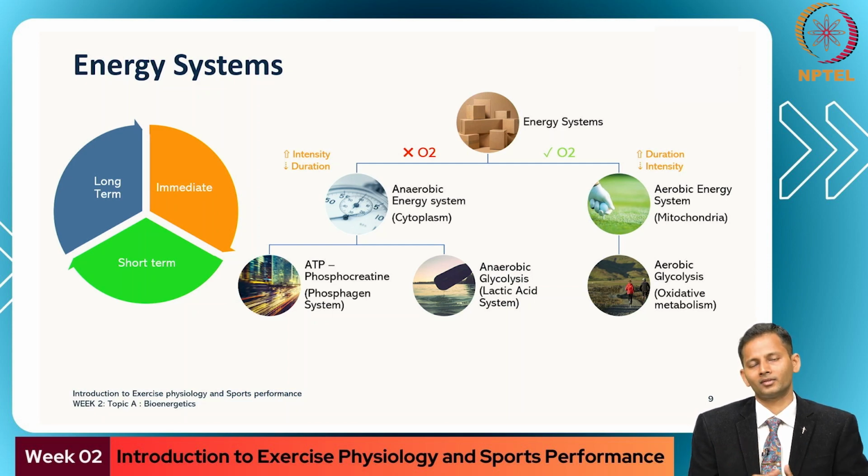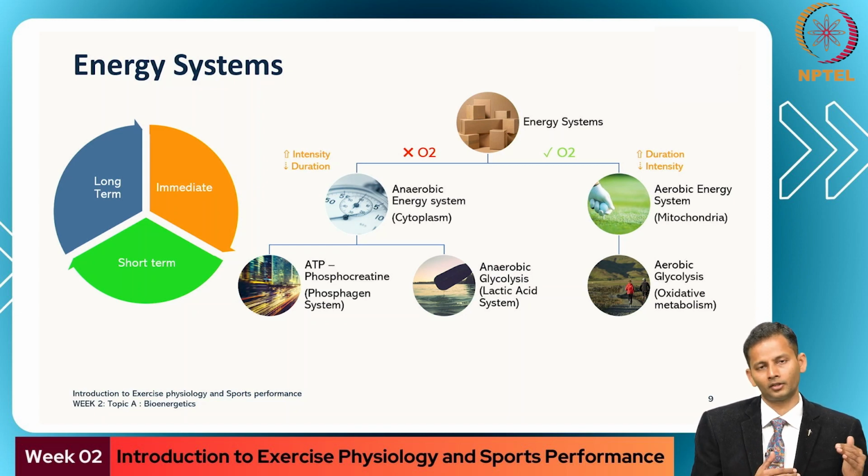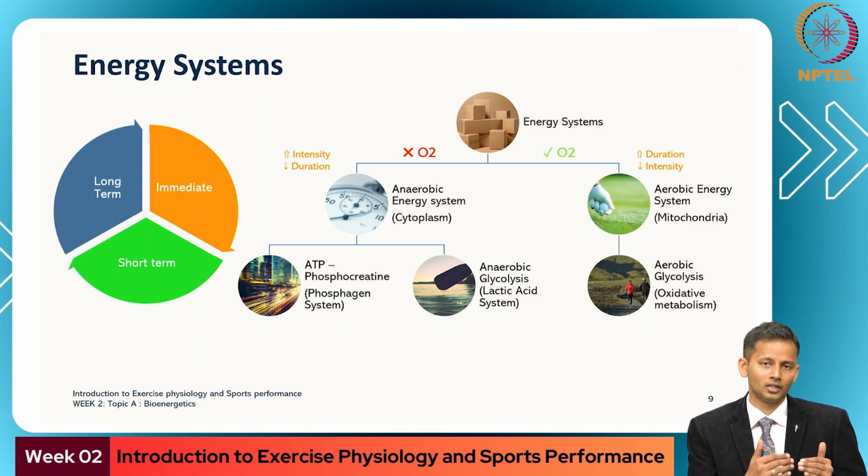Coming to the aerobic side, you have aerobic glycolysis, where glucose gets broken down to form ATP through a series of chemical reactions, and that is called oxidative metabolism. It happens partly in the cytoplasm, and after that, if oxygen is available, the compound enters the mitochondria, and there the further reactions happen for ATP generation.